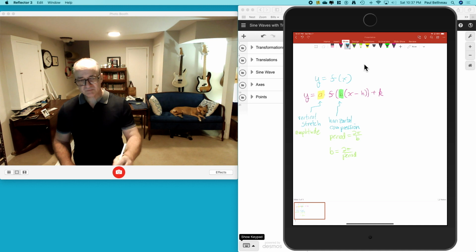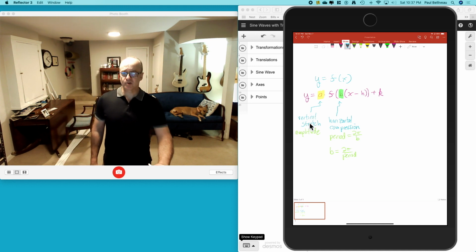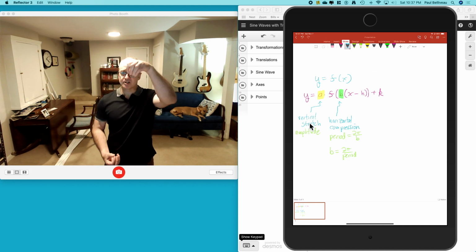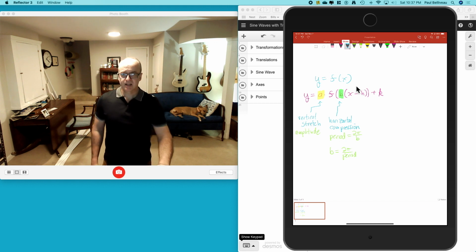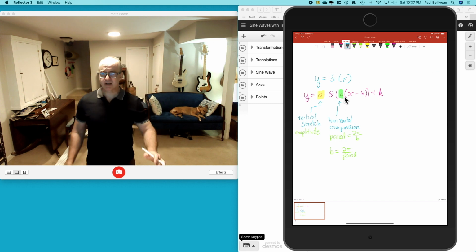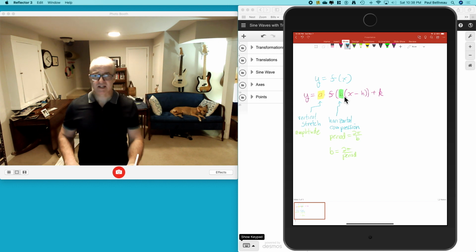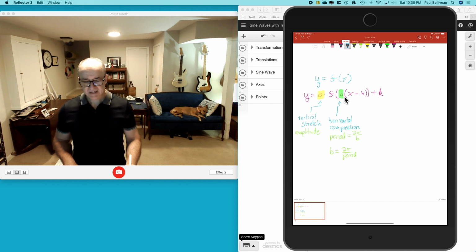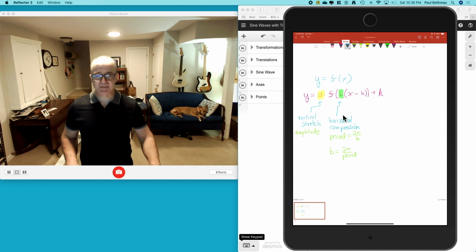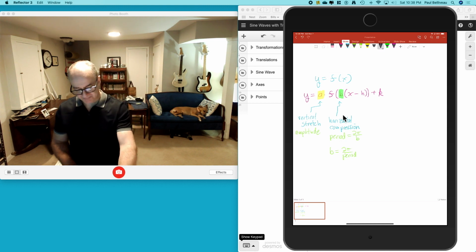So again, A is a vertical stretch, makes your functions taller as it gets bigger. B is a horizontal compression. It squeezes your function as it gets bigger. I'll show you that in Desmos in a minute. You'll see what I mean. Now these two, they change the shape. Okay, so they get a special name.